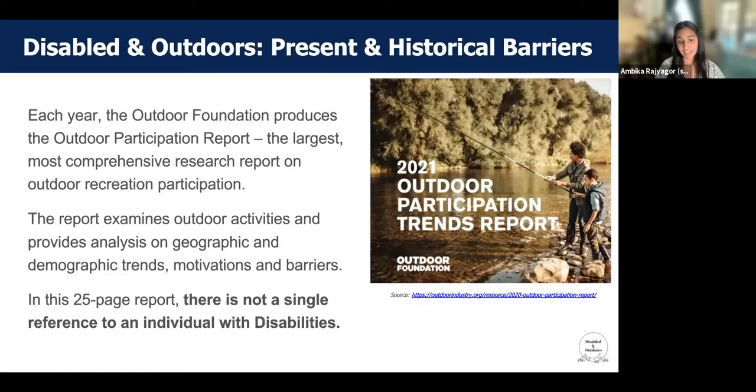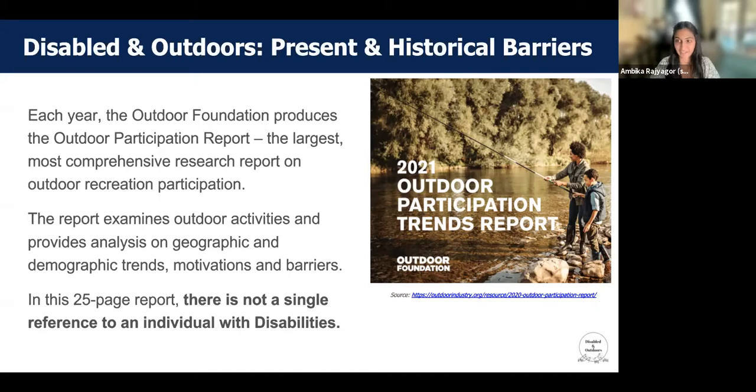So in addition to just access to different trails, we also want to talk about the present barriers that exist when it comes to statistical analysis and inclusion overall. Every year, the Outdoor Foundation produces the Outdoor Participation Report. It's the largest, most comprehensive research report in outdoor recreation. It is a 25-page report. I read this year's report, last year's report, and the year before, so that I could get a comprehensive overview of how they are representing us. And the fact is, they're not. There is not a single reference to an individual with disabilities in the entire report for the past 3 years.